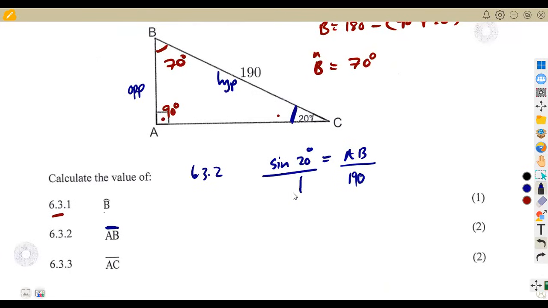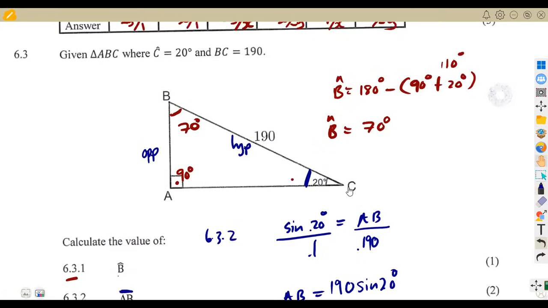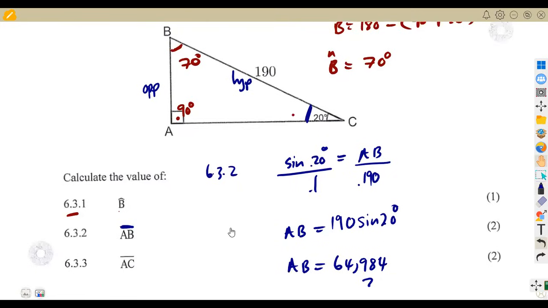Cross multiply: AB is equal to 190 sine 20 degrees. So our AB is equal to 64.984 units. We can't say meters or centimeters, because the units are not given, so you can just write it like that. That is the magnitude of this line.